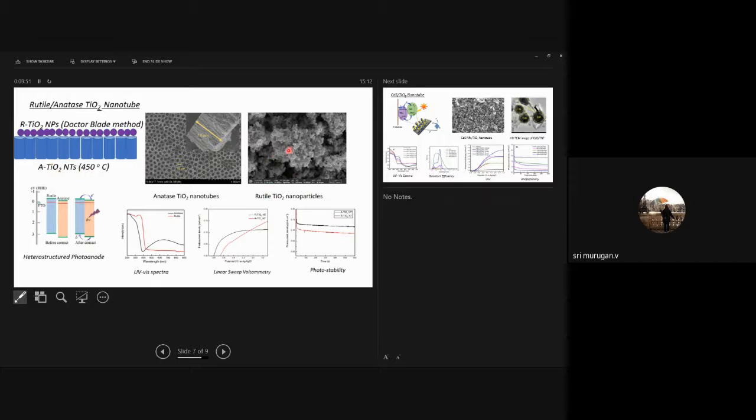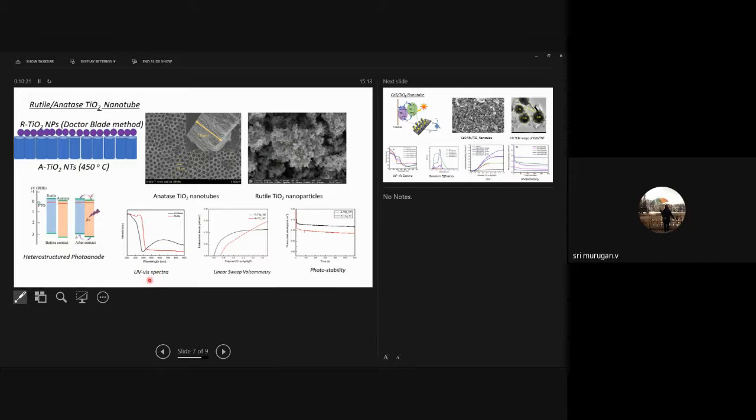We can see the particles also. If we arrange this, we'll get a kind of structure here. This blue one is anatase, and the brown one is rutile. Both will generate photogenerated carriers, so they will easily transfer. Since it is a staggered arrangement, it can easily transfer the electrons here.